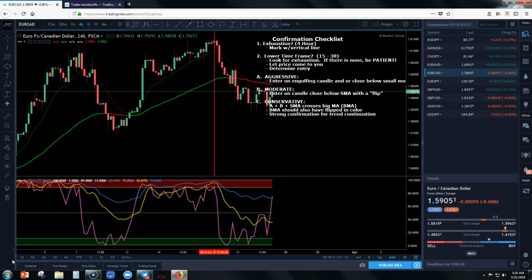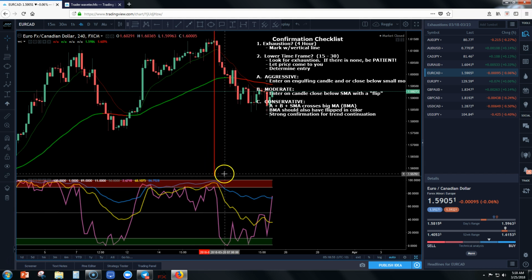Okay, so this is the first step that I do. This is EuroCAD, and this is the pair that I gave out last week Sunday on the 18th, and it was exhausted already at the top, so we're going to be looking to short or sell. Okay, when I look at this exhaustion indicator, I want to see everything all converge at the top. Not halfway, not somewhere down here, almost. I want it up there.